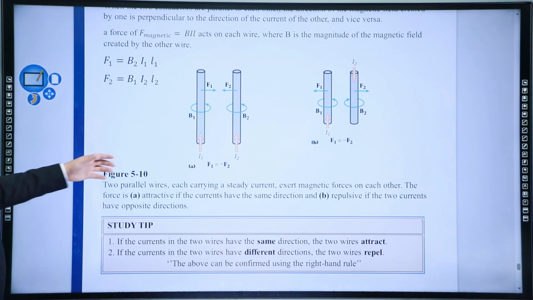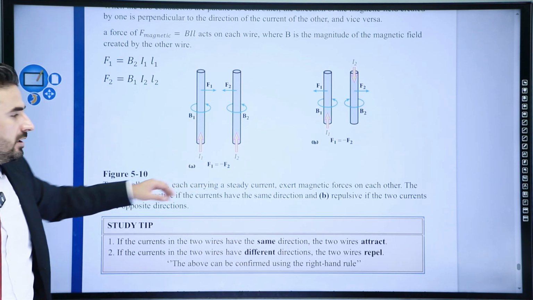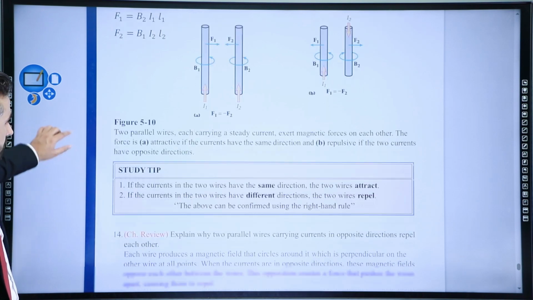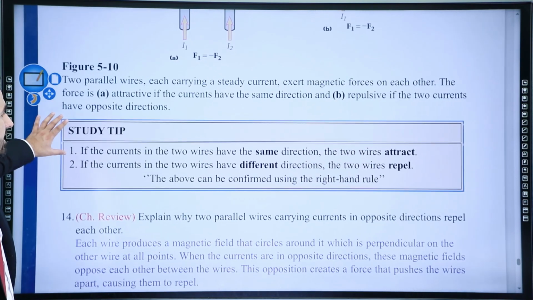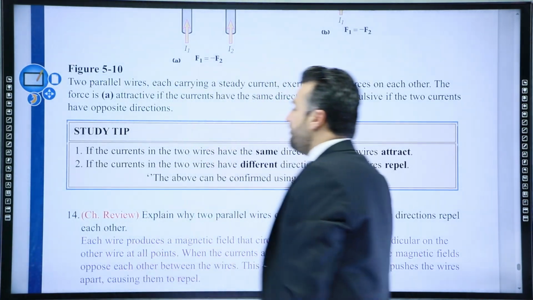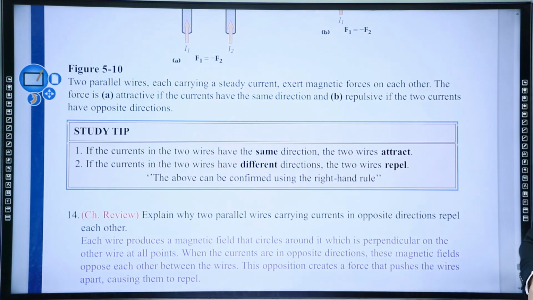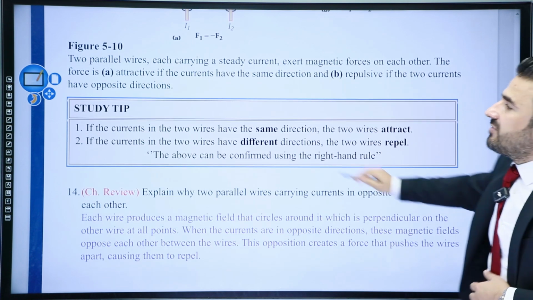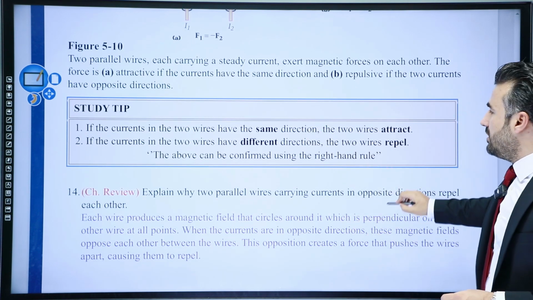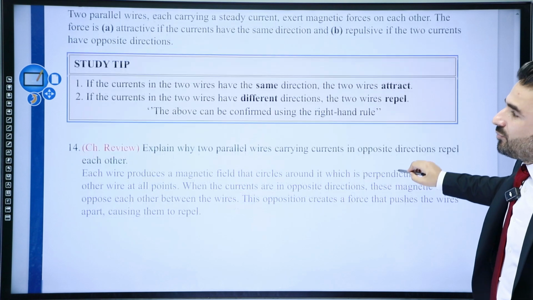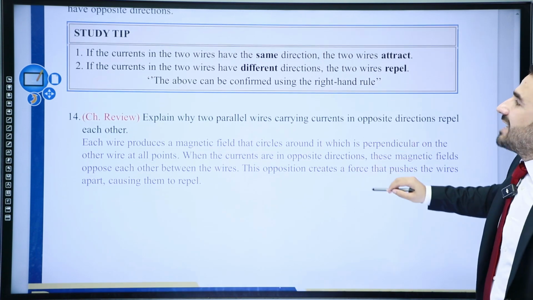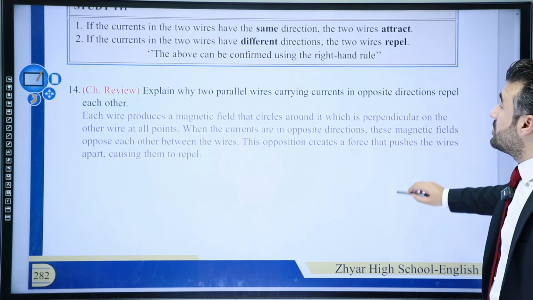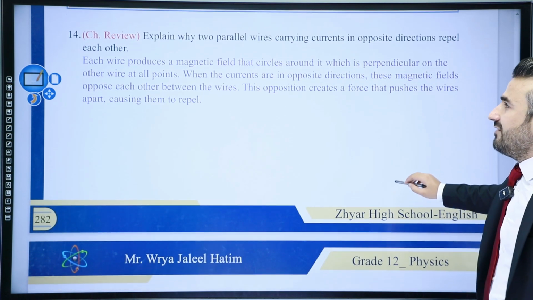If that is the case, of course, these are attractive. You can say opposite in direction. Okay. So study tip, watch this. It says, if the currents in the two wires have the same direction, the two wires will attract one another. And if the currents in the two wires have different directions, the two wires repel one another. The above can be confirmed using the right-hand rule, just like what we have done.